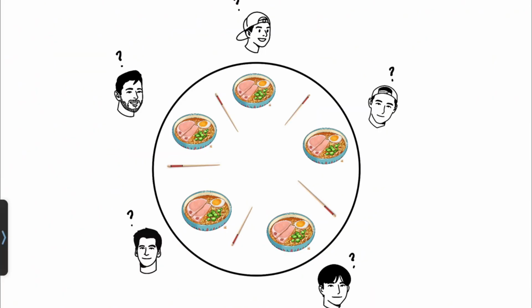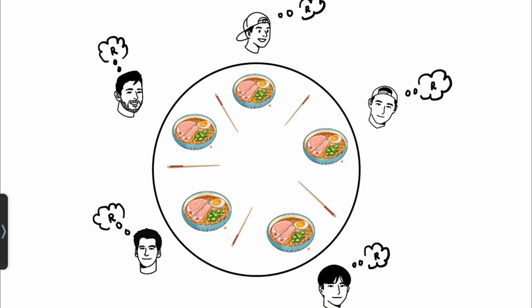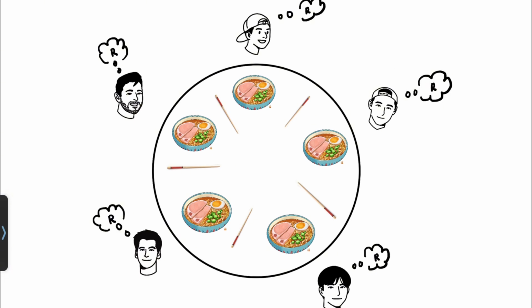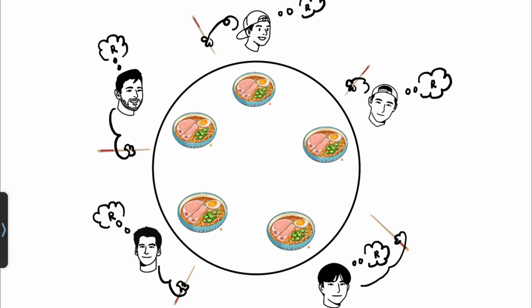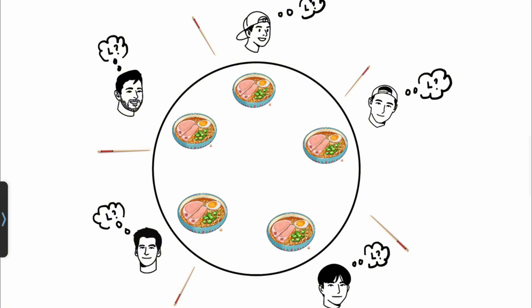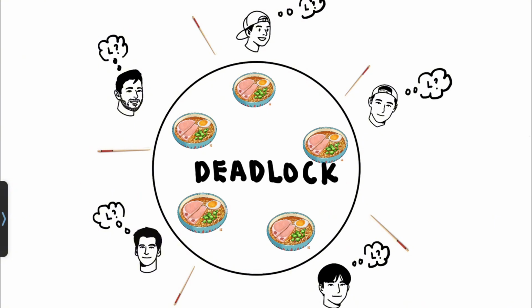As we know, each philosopher can either be thinking or eating. However, to eat, they need to pick up both the chopstick on their left and the chopstick on their right. If every philosopher picks up the chopstick on their right at the same time, they will be stuck waiting for the chopstick on their left. This situation will lead to a deadlock.